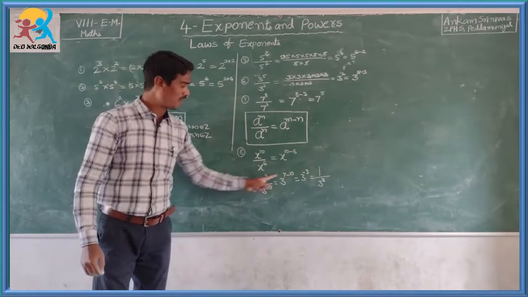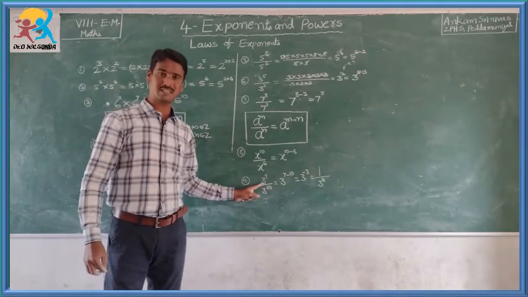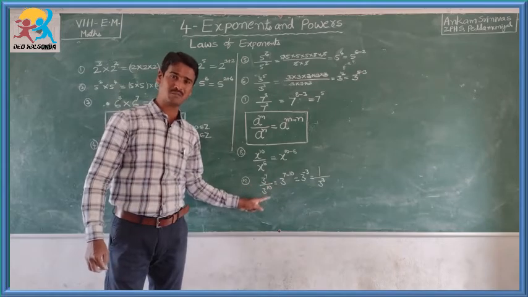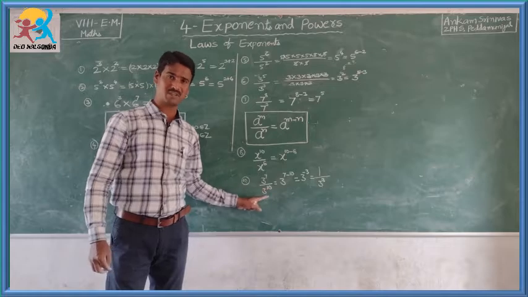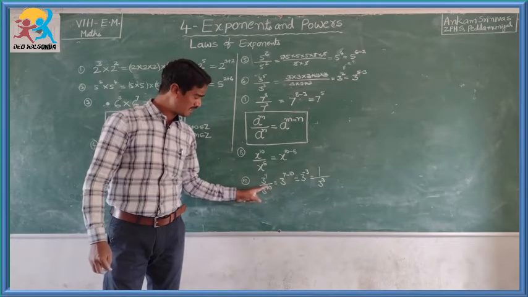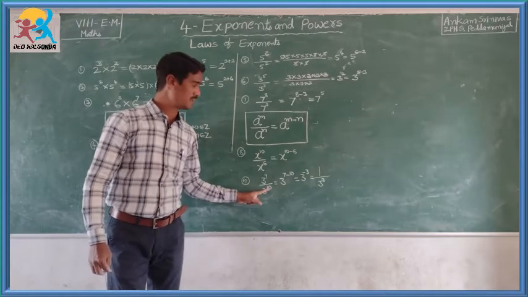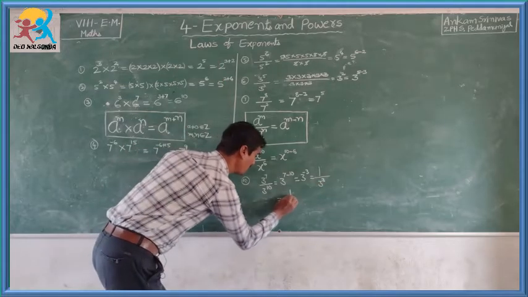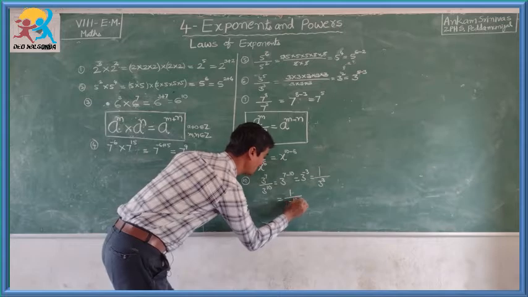So what do you observe here? When you divide two powers with the same base, which exponent is more? We have to subtract in that place only. Here the denominator exponent is more, so we have to subtract in the denominator only. That means 1 by 3 power 10 minus 7.